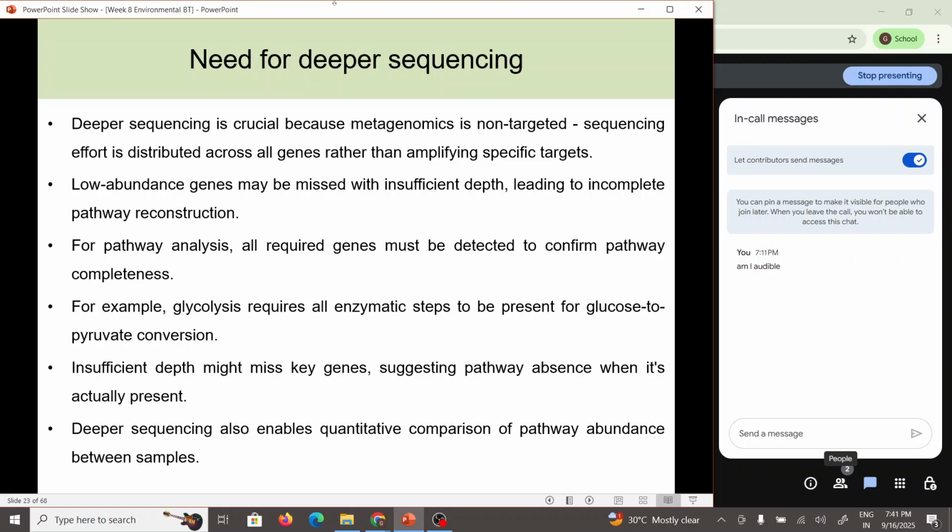So the problem exactly is that low abundance genes may be missed with insufficient depth, leading to incomplete pathway reconstruction. When we are trying to trace back the function of the community, because of low abundance, some genes may be missed out.